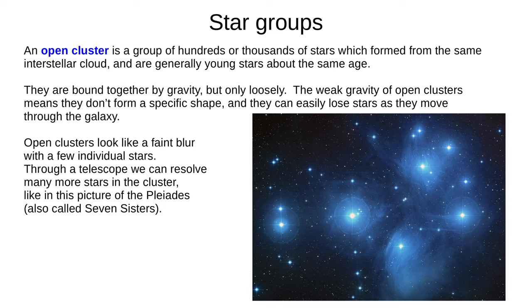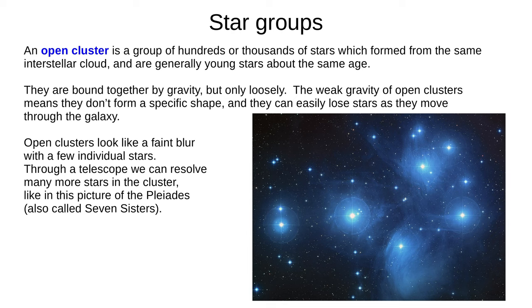They form from the same interstellar cloud and are generally young stars of similar age. They are bound together by gravity, but only loosely. Their weak gravity means they don't form a specific shape, and they can easily gain and lose members as they move through the galaxy. They typically last a few hundred million years before most or all of the stars have dispersed elsewhere. Open clusters look like a faint blur to the naked eye, with maybe a few individual stars.